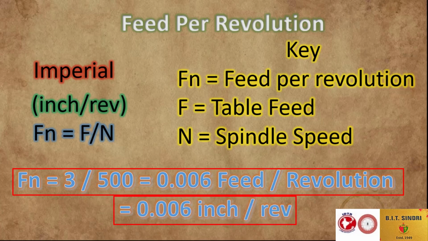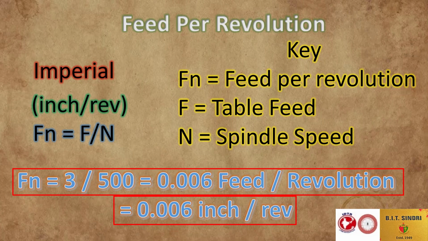So every time the spindle goes round once, the tool will progress by 0.006 of an inch per revolution. So that is how we account our feed per revolution on a lathe, imperial example.